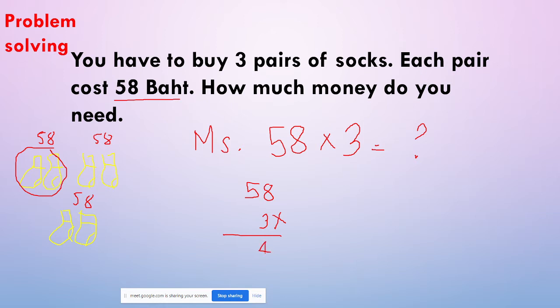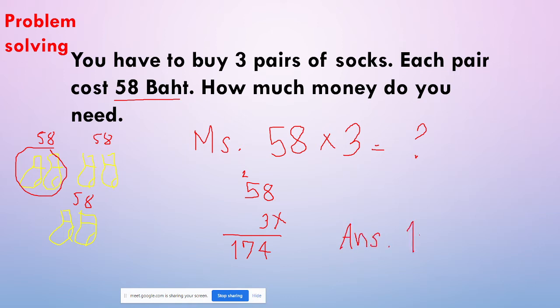24. Write 4, carry 2. 5 times 3 is what? 15. 15 plus 2 is 17. So the answer is, you will write 174.